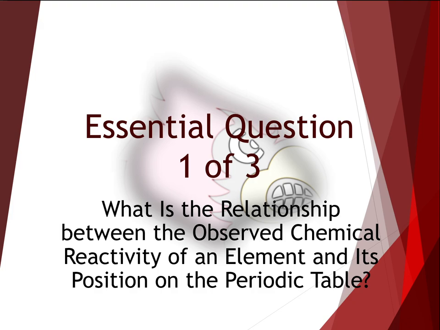This video is for Chemistry in the Earth System, Unit 2.5, Periodic Trends. Today's essential question is, what is the relationship between the observed chemical reactivity of an element and its position on the periodic table?